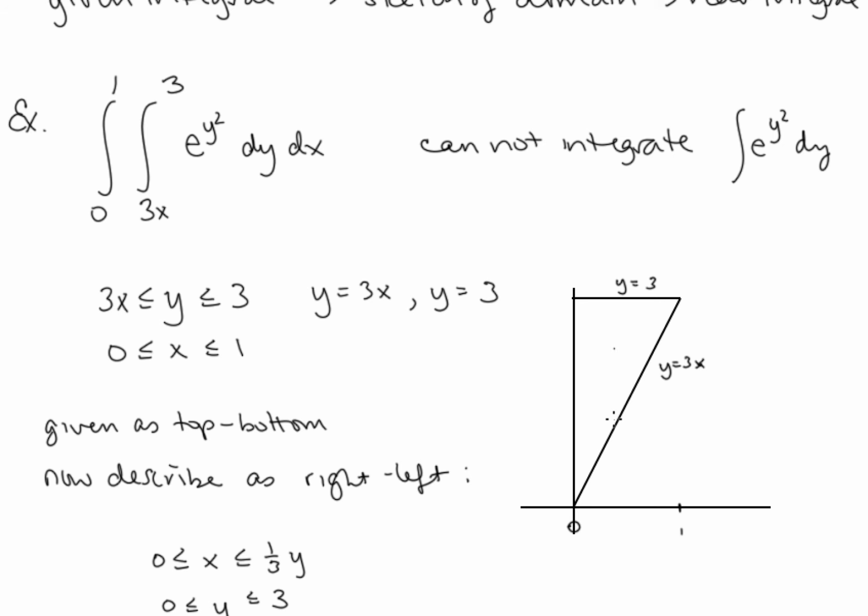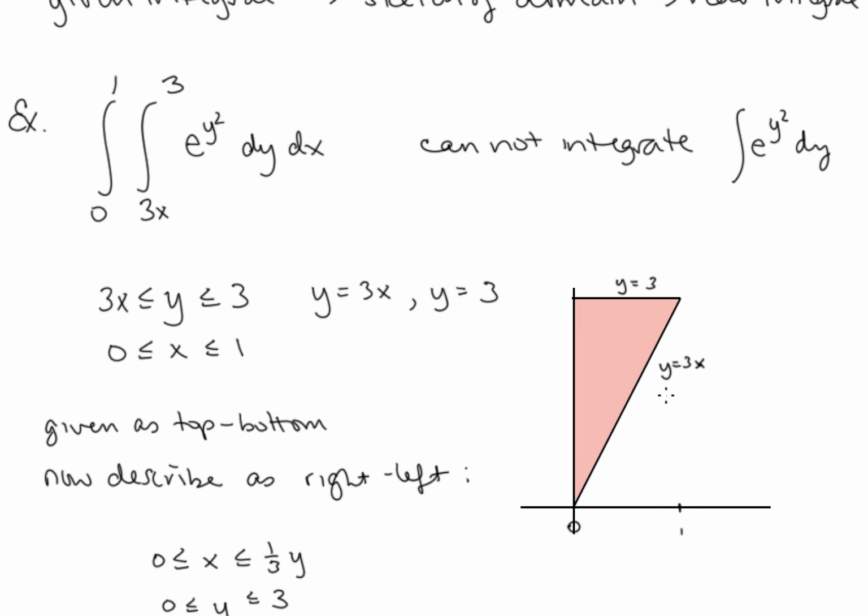Y varies from 3x to 3. And with that, what does x vary from? 0 to 1. Yes, we're inside the right region. Now notice this region was given to us as a top to bottom integral, as a type 1. If we're going to be switching the order of integration, we need to describe it in the other way. So if it was given as top to bottom, we need to now describe it as right to left.